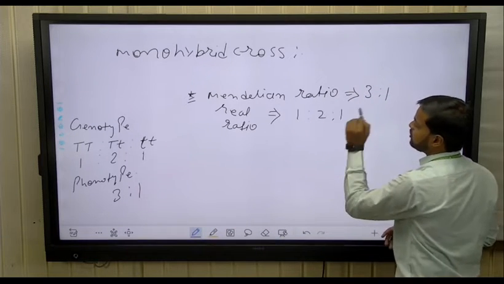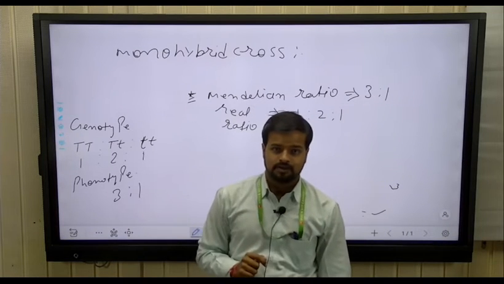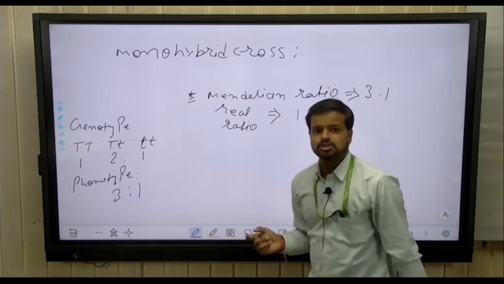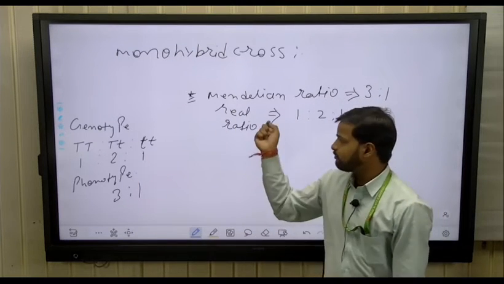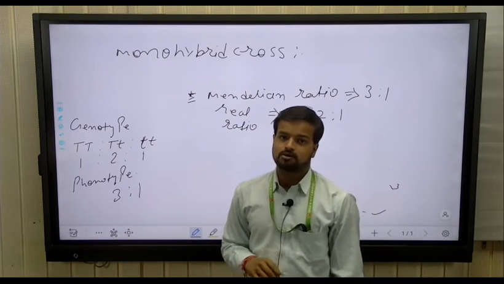There are two different questions. Very important question. Generally in MCQ type papers, it is asked in every exam. What is the Mendelian ratio? 3:1 is the Mendelian ratio, and the real ratio is 1:2:1. That is all about the monohybrid cross.